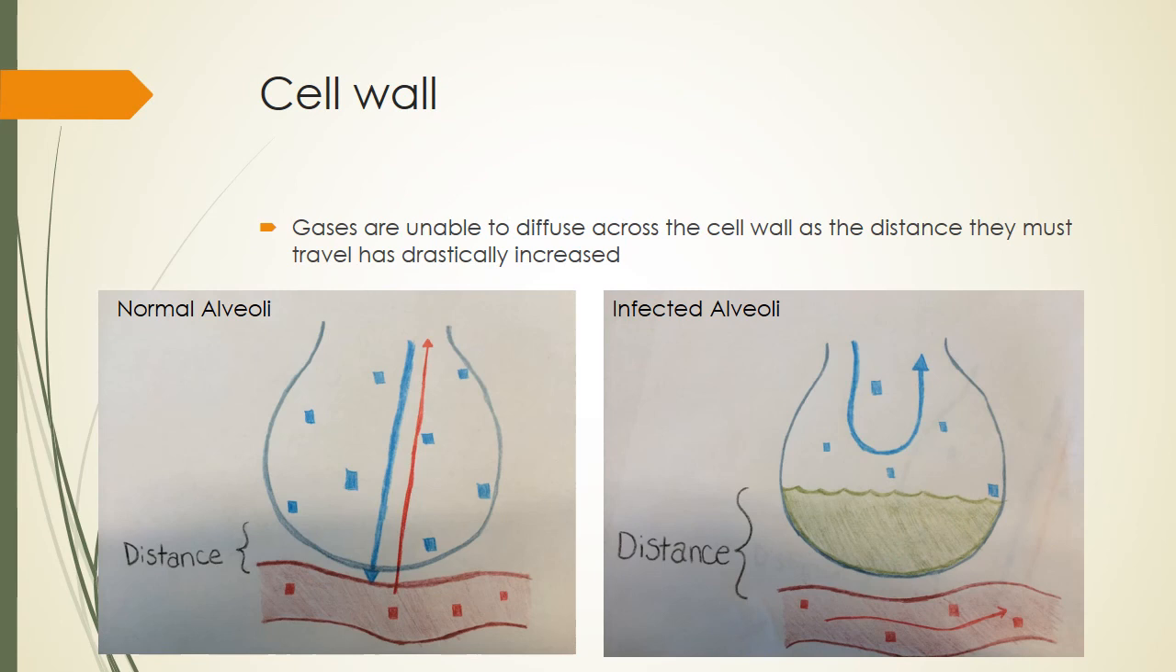And finally, pneumonia affects the cell walls by impairing diffusion across it. As a result of the fluid buildup in the alveoli, the distance that the gas must move in order to cross the membrane between the alveoli and the bloodstream is much greater. This distance becomes too great for diffusion, and therefore the gases are not being passed between the lungs and the blood.